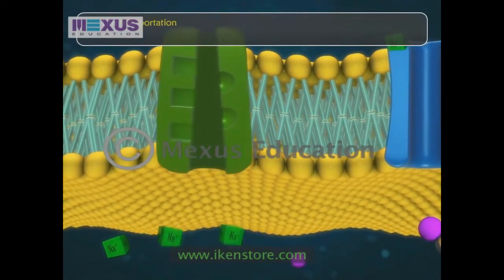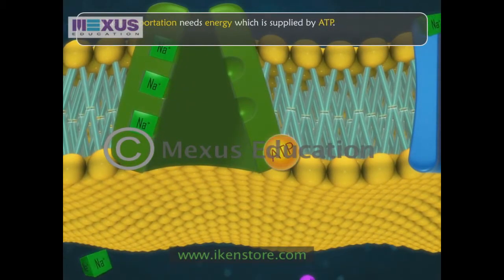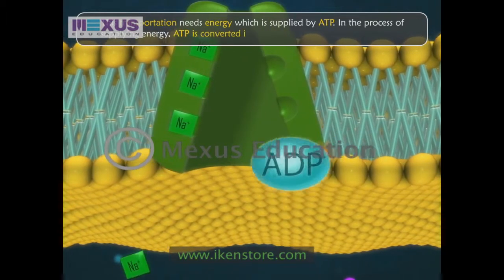This transportation needs energy, which is supplied by ATP. In the process of supplying energy, ATP is converted into ADP.